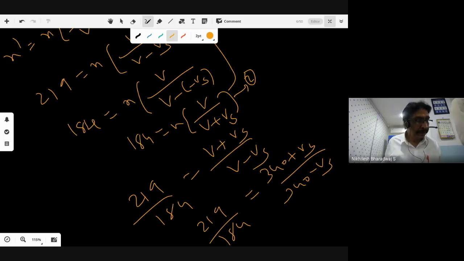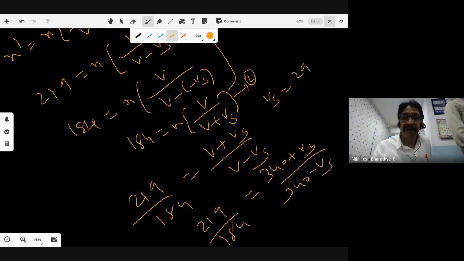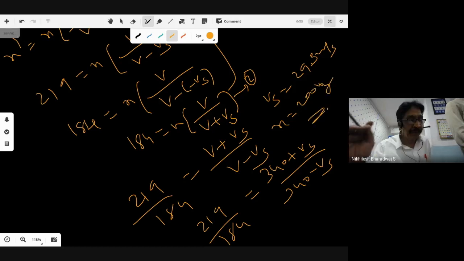Hope that you can solve later, and roughly you will be getting the frequency of the sound produced by the train. It will be around 200 hertz, and Vs will be around 29 point something. Okay, so if you solve it, you'll get velocity of source as around 29 point something meter per second, and by substituting either in 1 or 2, you will get n is equal to nearly 200 hertz.